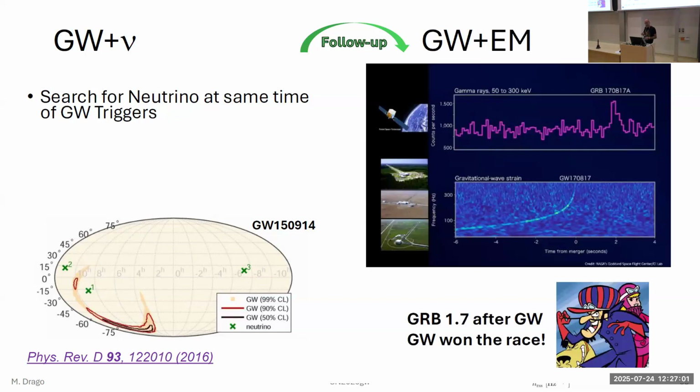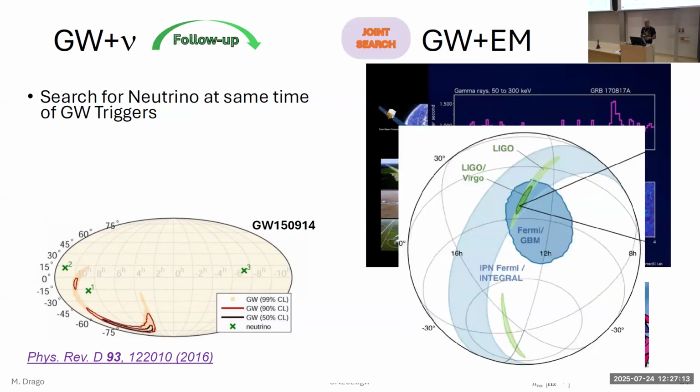And another time, just for joke, is that in principle, the binary neutron star, the gamma ray burst arrived later. So in principle, it's a follow-up of gravitational wave, but it's just a joke because it's not true. Because we know that the real search was done together at the same sky position, and also the fact that Fermi, INTEGRAL, and LIGO Virgo had the same region in the sky at the same time was a higher confidence of the fact that it was the same signal.